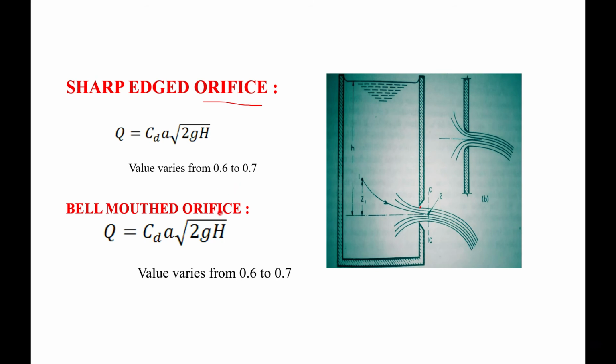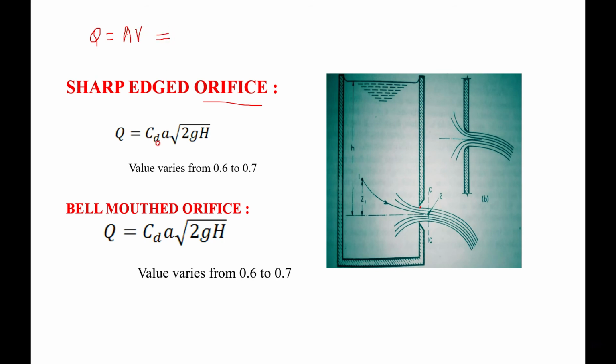And for a bell mouthed orifice, Q is equal to CD into A into root of 2gh. So look here, this is called a bell mouth. The entrance will be like a bell, hence it is called a bell mouthed orifice. Again, as we know, Q is equal to A into V.